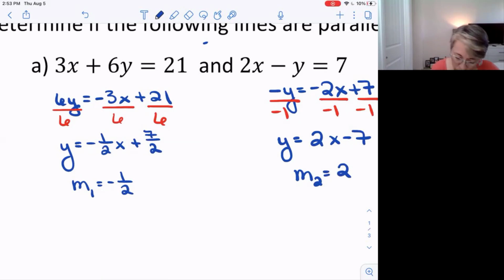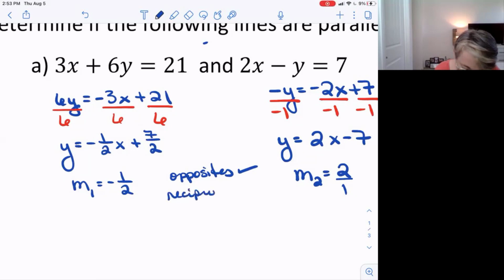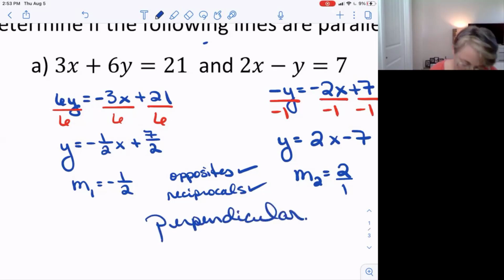Well, we could write that 2 as a fraction, 2/1. Notice both of these are opposites. One's positive, one's negative, and they're reciprocals. That means they are perpendicular.